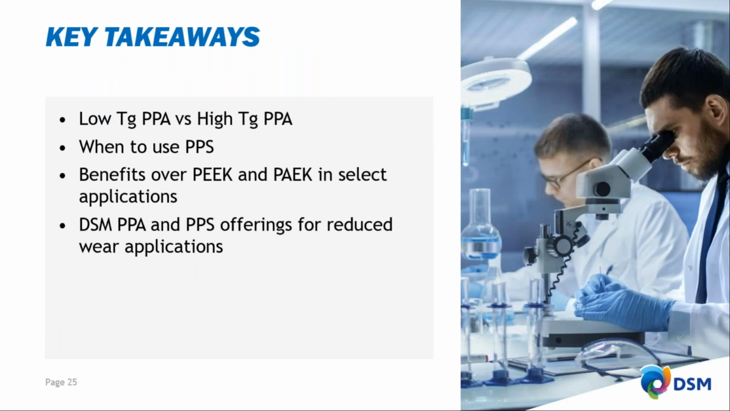So next, I just wanted to summarize some key takeaways that I just discussed. We looked at low TG PPAs versus high TG PPAs and some of the differences relating to processing, mechanical performance, tensile properties, as well as chemical resistance. When to use PPS materials: when we have high chemical resistance environments, PPS is typically specified in those applications.